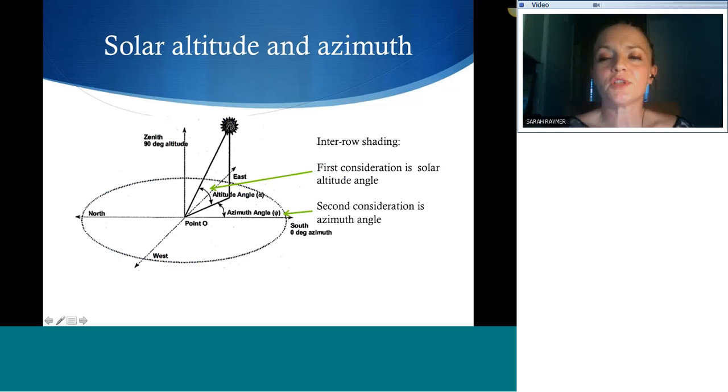So the first consideration in the formula and in general is going to be the solar altitude angle. So we see here, this solar altitude angle being that at zenith, if the sun was at zenith, that would be 90 degrees straight up in the air right above us, or as close to it as possible. So this is, say, a 45 degree altitude angle. The other angle we're really concerned with is the solar azimuth angle. I would say based on zero being here and this being a 90 degree angle, we've got about a 45 degree azimuth angle in this diagram as well.